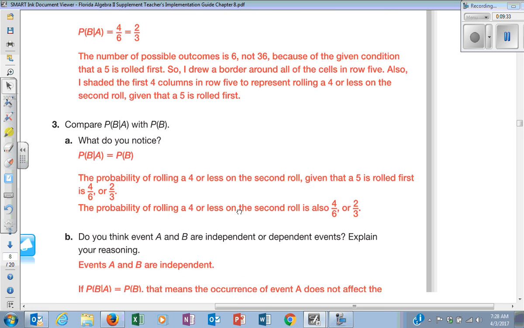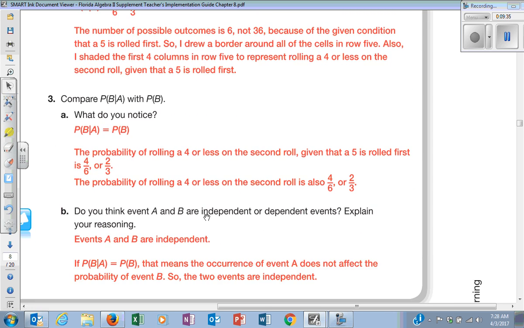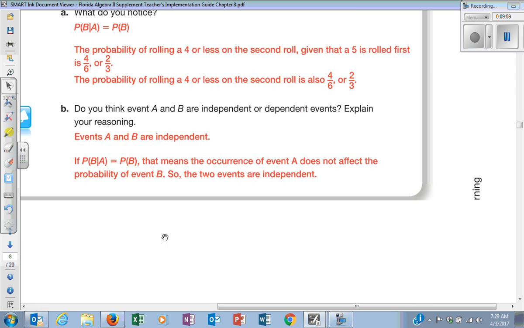All right. So, what do you think? They're independent events because the probability of B given A is the same as the probability of just B. That means the occurrence of A does not affect the probability of B, so the two events are independent. A has no bearings on B. Rolling a 5 does not change any of the facts of me rolling a 4 or less for the next roll. Does that make sense?